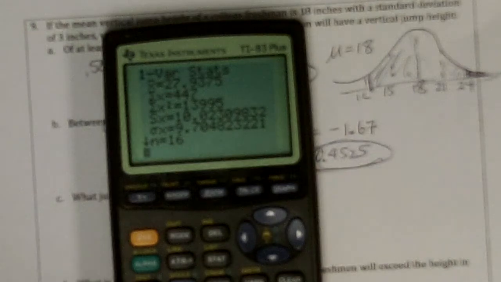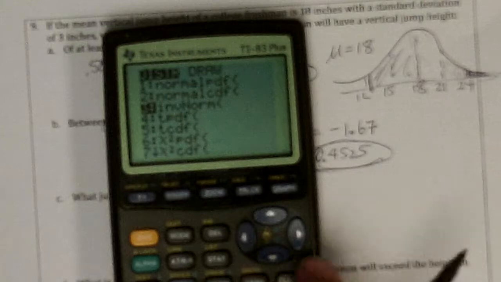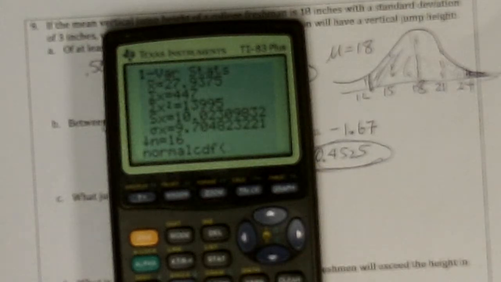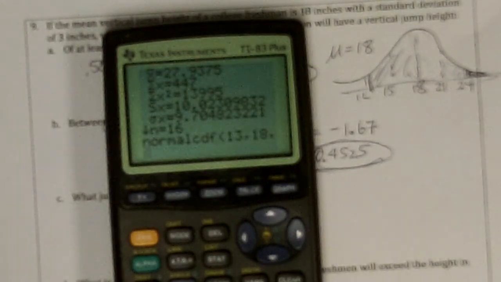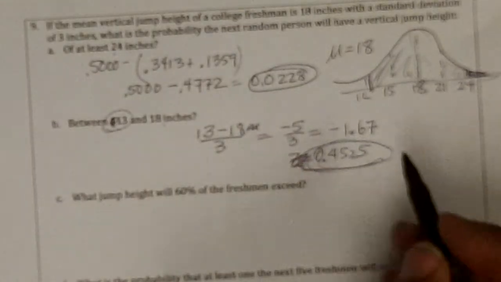Now, if I wanted to do that on a calculator, second distribution, normal cumulative distribution between 13 and 18, comma, with a mean of 18, comma, and a standard deviation of 3, and that comes out to be 0.4522. Did I look at the wrong spot on the table here? Oh, we rounded that off to 1.67, so that's why. Okay.